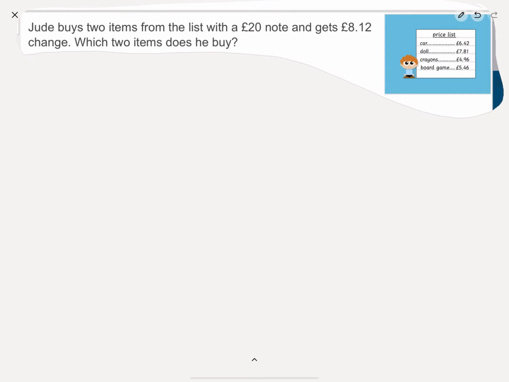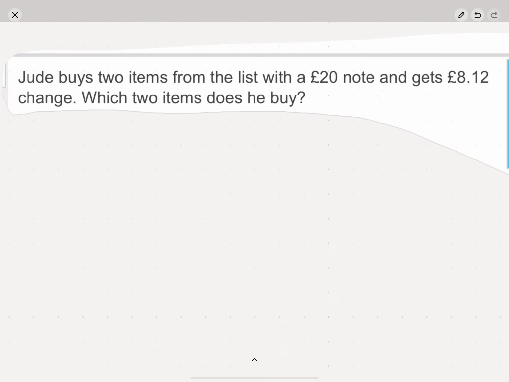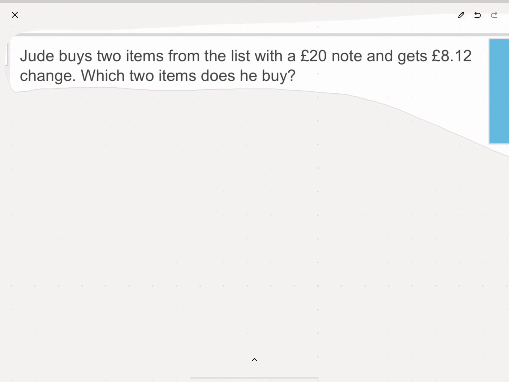Right, as usual, challenge question here for you to have a go at. I'll get this bit up for you to have a read, then I'll put the picture up for you to have a look at. Have a go yourself if you want, and then I'll talk you through the method I would use. So Jude buys 2 items from the list with a £20 note, and he gets £8 12p change.